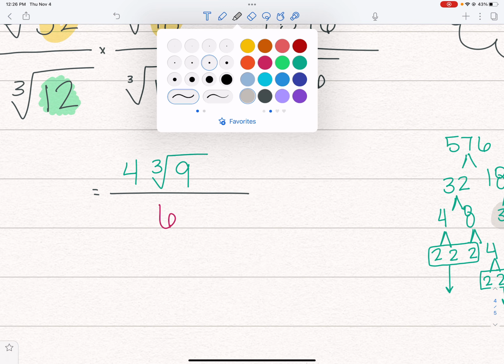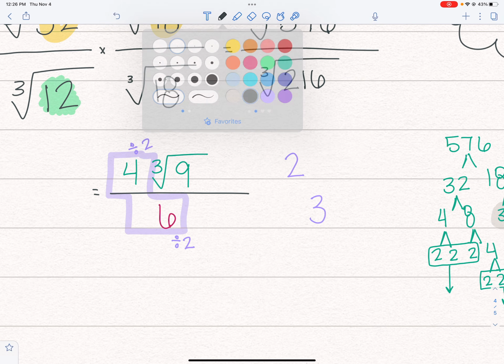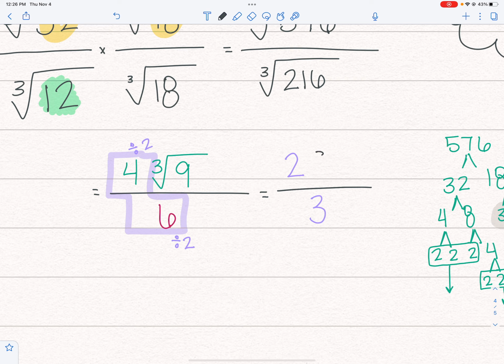But I can reduce this 4 and 6, because both of those divide by 2. I'm going to divide top and bottom by 2 and get a final answer of 2 over 3 with that cubed root 9. And that would be my final answer.